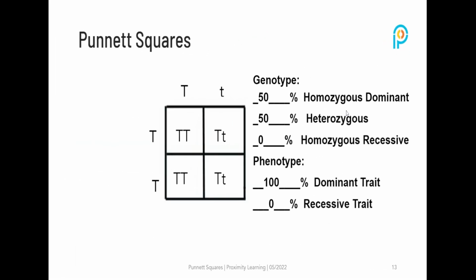So your homozygous dominant, it must be the same, it must be capital. We have 2 of 4, so 50%. We have 50% that are heterozygous. We have none that are homozygous recessive because we don't have any that are both lowercase. So the phenotype here would be 100% dominant because if it has a capital letter, it is dominant. And we would have 0% recessive.